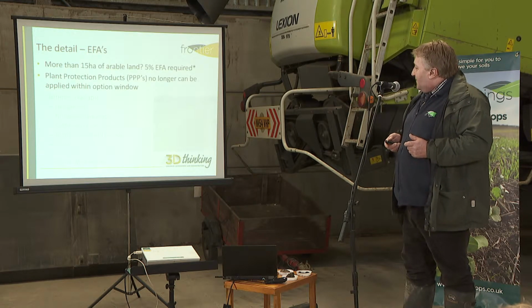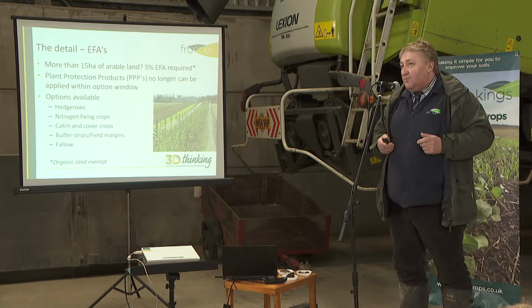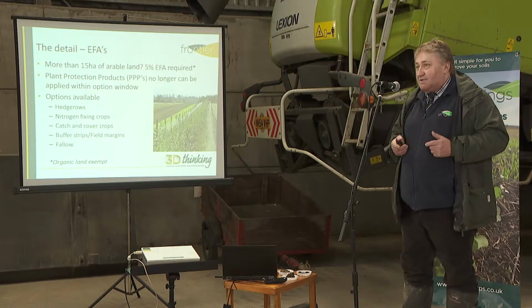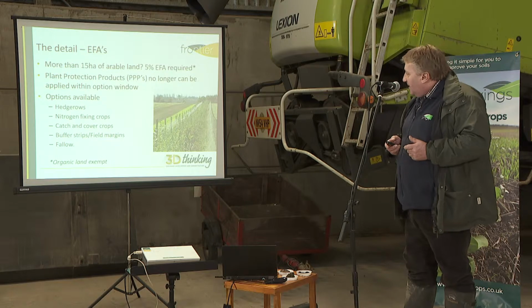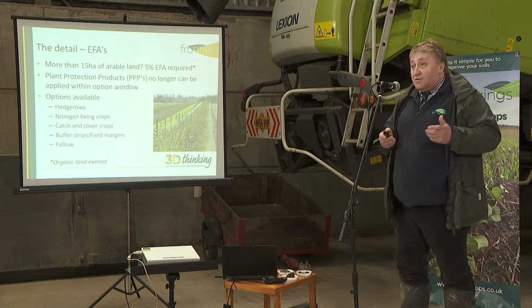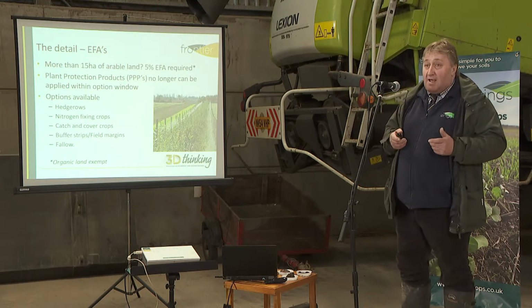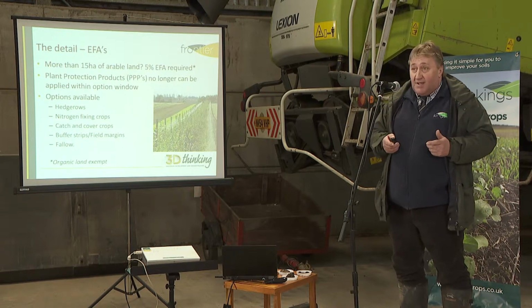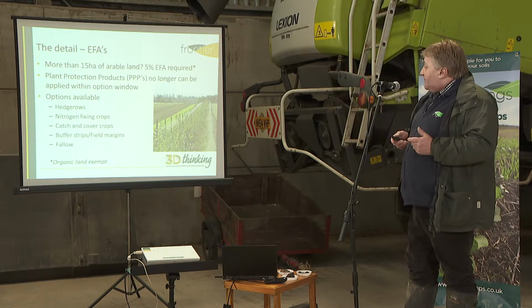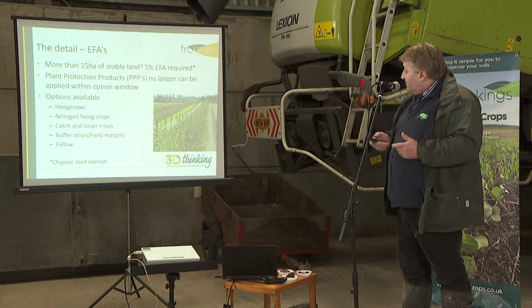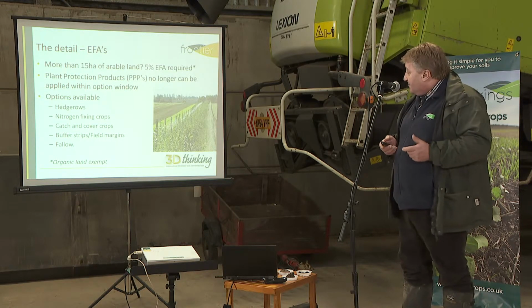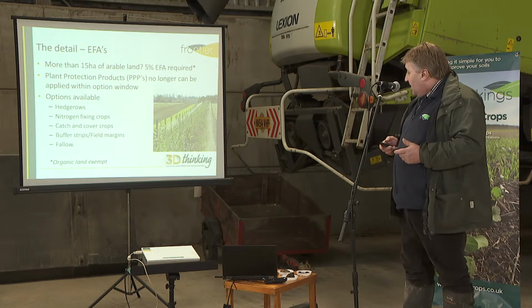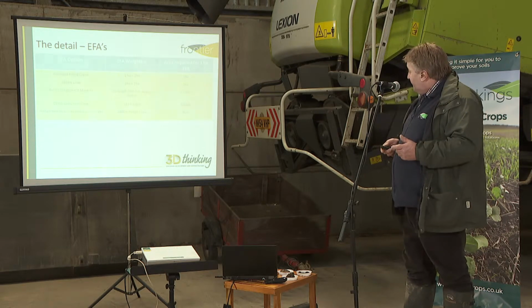So we've got the details of EFAs, and I might not go into too much detail of that, because I'm sure you're all understanding the mechanics of that, but more than 15 hectares of land, plant protection products no longer available, so this took away our very easy pea-bean approach. And the options that we've got available to do this are hedgerows, nitrogen-fixing crops, catch and cover crops, buffer strips, field margins, and the fallow option.